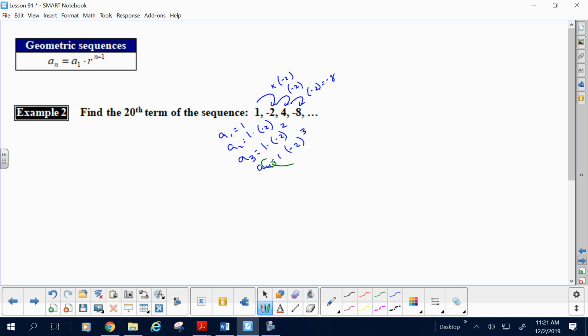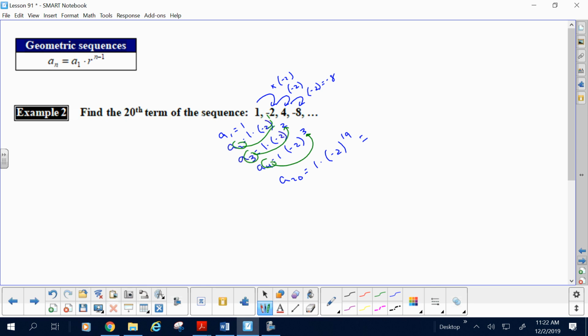Now you can see then that there is a little bit of a connection. The fourth term comes from multiplying by negative 2 three times. The third term comes from multiplying by -2 twice. The second term comes from multiplying by -2 once. So the 20th term, I'd start with 1, and how many times would I multiply by -2 to get to the 20th term? 19. Now that's where your calculator comes in, because I don't know -2 to the 19th power. So calculate and tell me what is -2 in parentheses to the 19th power.